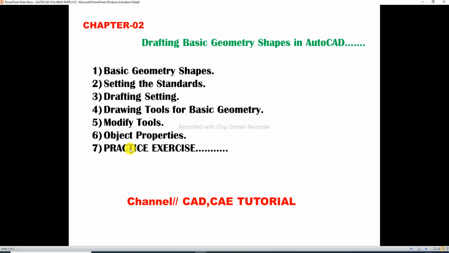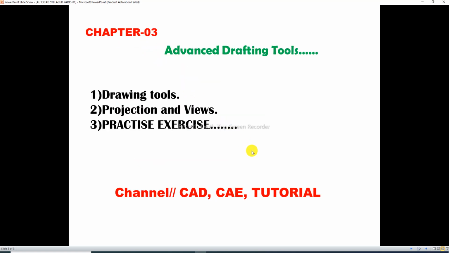Chapter 2 points are completed, and the next chapter is chapter 3, advanced drafting tools. See all the points here. First is drawing tools, second is projection and view, and third is practice exercise. All three points are discussed here.